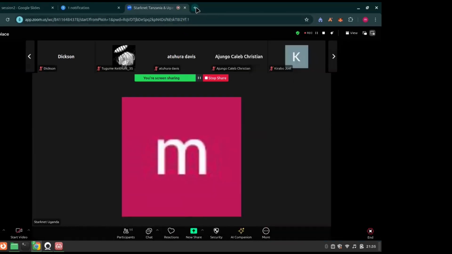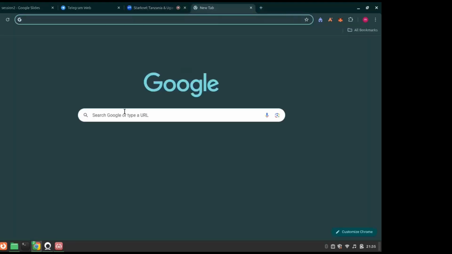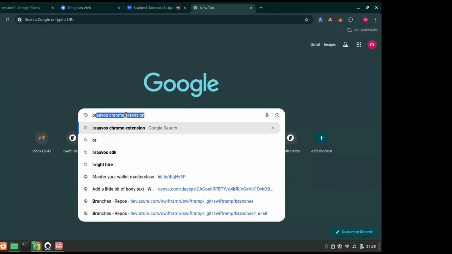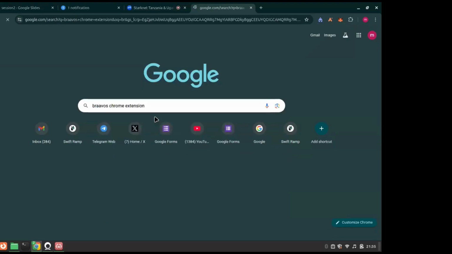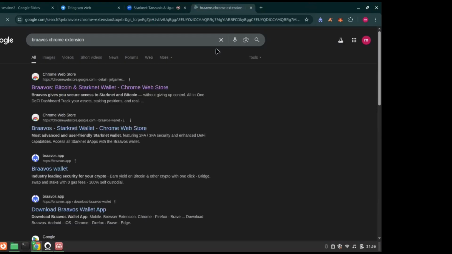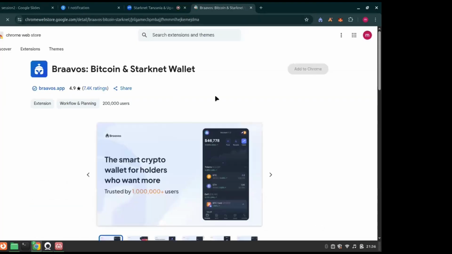Okay, someone is asking, could you kindly go over the procedures for installing? So the procedure for installing the wallet is as follows. You go to Google and then you put Braavos Chrome extension, because you add it to Chrome as an extension. Then it will bring you options here. Then you click on the first option. In case you didn't have it before, it will show add to Chrome. But since I already have it, it will show remove from Chrome.